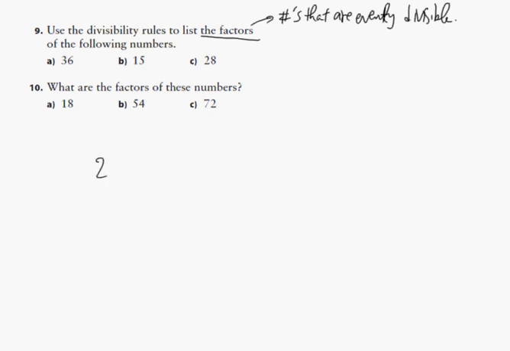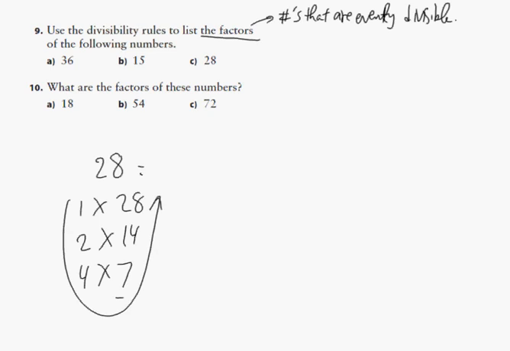For question C, number 28, 1 times 28. 2 is a factor because it ends in an even number. 3 is not a factor because 2 plus 8 is 10, and 10 is not a multiple of 3. 4, if I can cut it in half, and then cut it in half again, yes I can. So 4 is a factor, and it's 4 times 7 is 28. 5 is not, 6 is not, and therefore I'm back to 7 again in my checking, and therefore those are my only factors. So my factors for 28 are 1, 2, 4, 7, 14, and 28. Those are all the numbers that are divisible into 28.